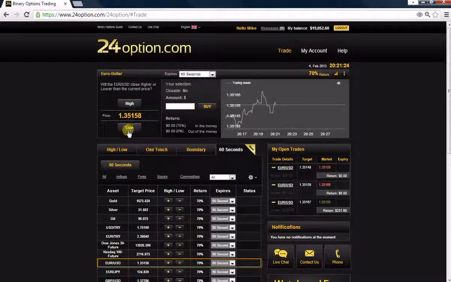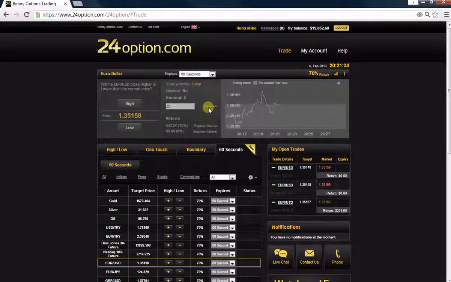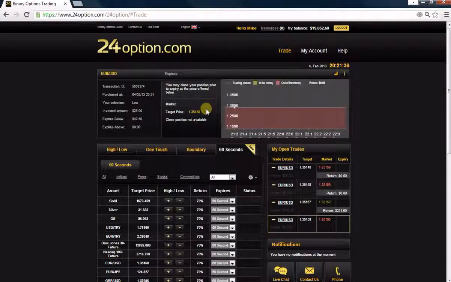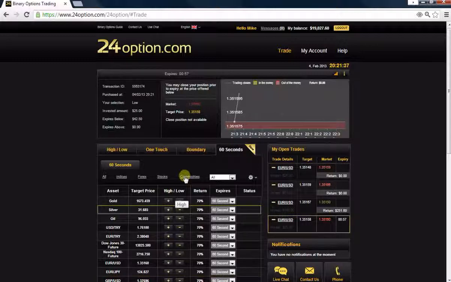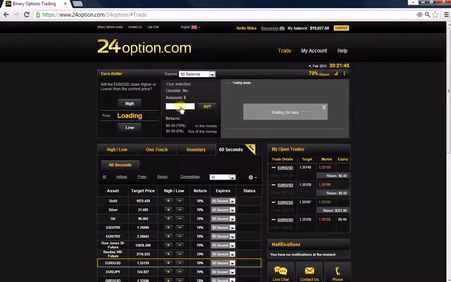Okay, so now we're going to go again, Euro US dollar. We're going to go with a put, pardon me, and we're going to again start at $25 and purchase this. And again, we're going to get the next trade ready. Don't forget that you actually have to click this in order to prepare the next trade.